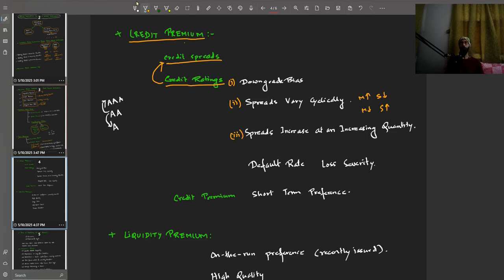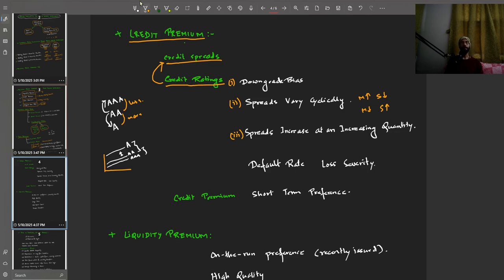Point 3. Spreads increase at an increasing quantity or value. That means spread between A and AA is more than the spread between AAA and AA. This is less. So if you see in a curve, if the AAA bond curve looks like this, the AA looks like this, the single A will look something like this, right? So the AAA is here, the AA is somewhere here, and the single A is somewhere here. So here you can see the spread is wider between A and AA compared to AA and AAA, right? This is the third point.